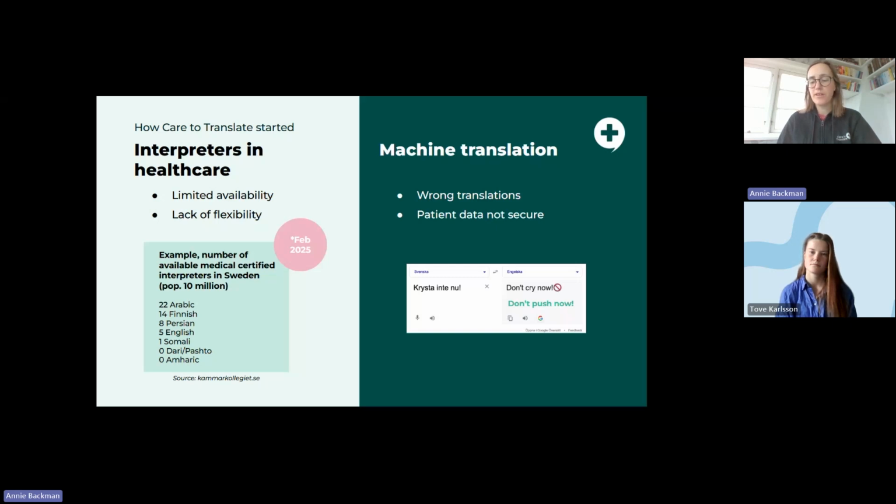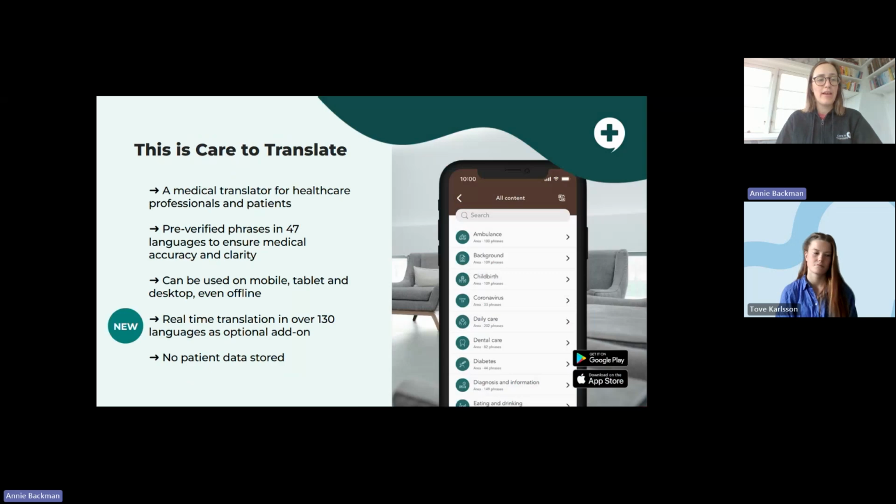So this is why we created a tool, Care to Translate. It is a medical translation tool for healthcare professionals and patients that consists of verified phrases in 47 languages. It can be used on mobile phones, tablets or desktops around the clock or offline if you wish. And you can also use the advantage of doing real-time translation inside the app if you need that.